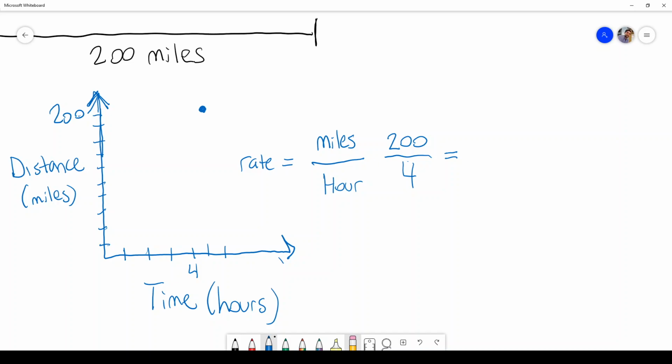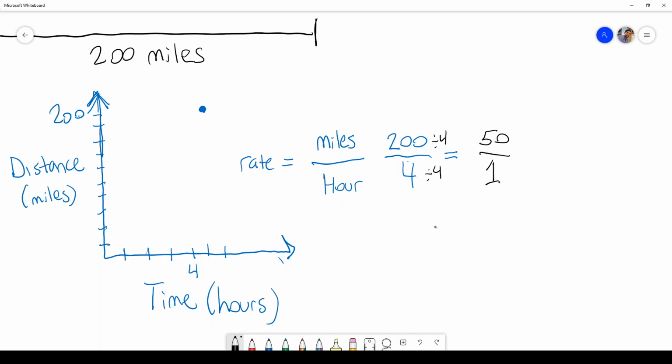Anyone? 200 by 4? 50. It's just reducing this. Remember, when we reduce a fraction, we're just dividing both sides by the largest number. That would just be 4. And that is 50 over 1. So she's going to travel 50 miles in 1 hour.